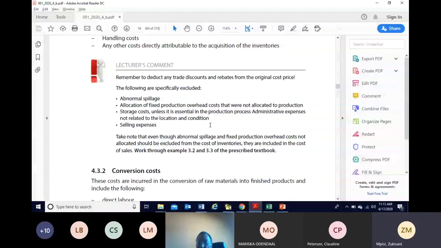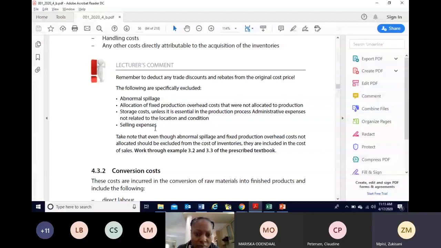And then selling expenses. Now, it's very important for you to note that in an exam, it is not anyone's intention to trick students, but an exam is always about ensuring that the student who manages to pass knows their work. Everything that is written here in terms of the exclusions, we'll touch on when we are doing the practical questions. But the most important thing is I want you to remember what is excluded: abnormal spoilage if you are given it, allocation of fixed overhead costs that were not allocated to production, storage costs, and administrative and selling expenses.